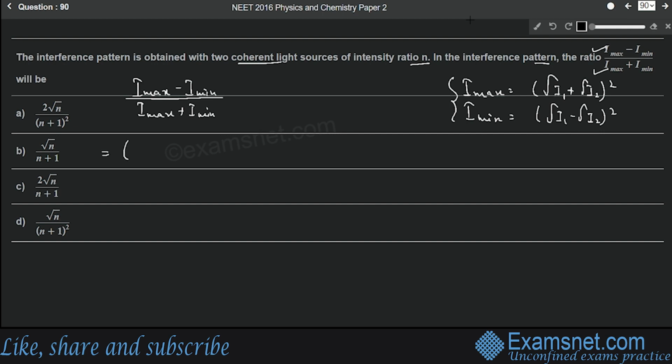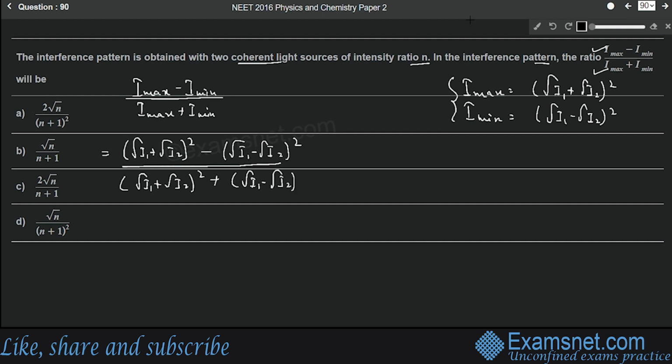I maximum means (root I1 plus root I2) whole square, minus I minimum means (root I1 minus root I2) whole square, upon I maximum (root I1 plus root I2) whole square plus I minimum, so plus (root I1 minus root I2) whole square. Now let's open the bracket. (A plus B) whole square, so A square, that means I1, plus B square, that is I2, plus 2AB, so 2 root I1 root I2, minus (A minus B) whole square.